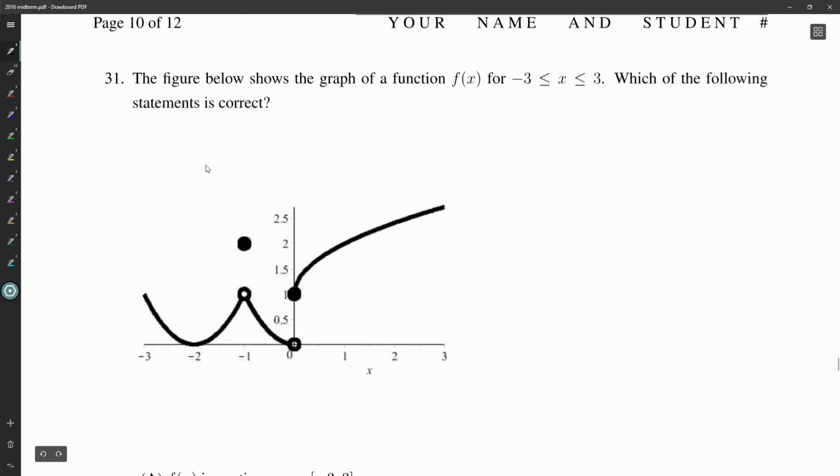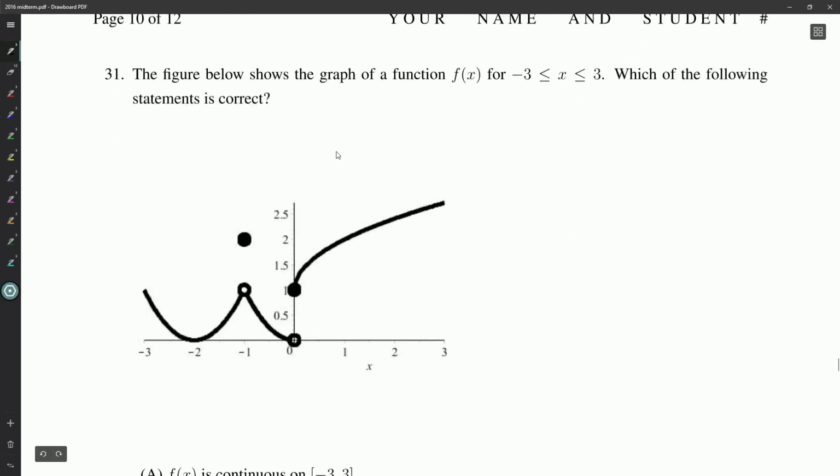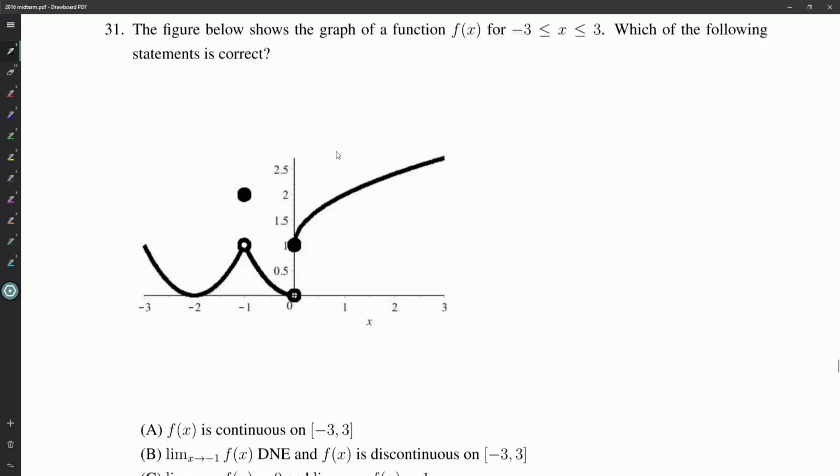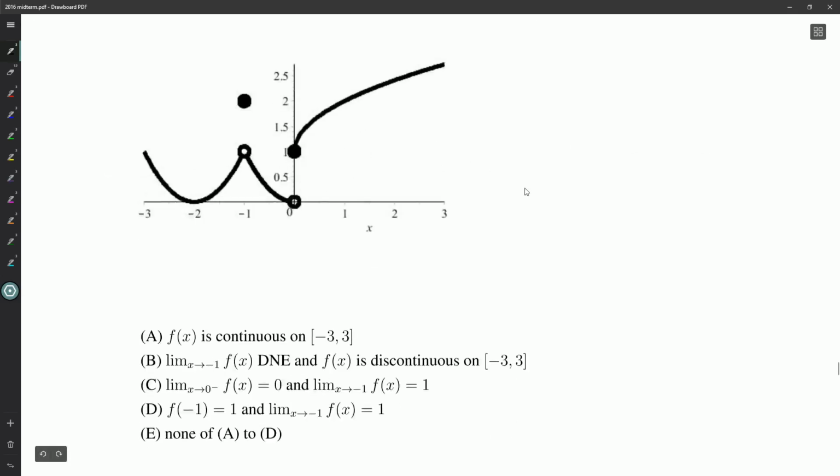Two more questions to go. The figure below shows the graph of the function f of x between negative 3 and 3. Which of the following statements is correct? So again, I want to read these very carefully, make sure I understand each of them. f of x is continuous. I can rule that one out right away. The function is making jumps in all sorts of places.